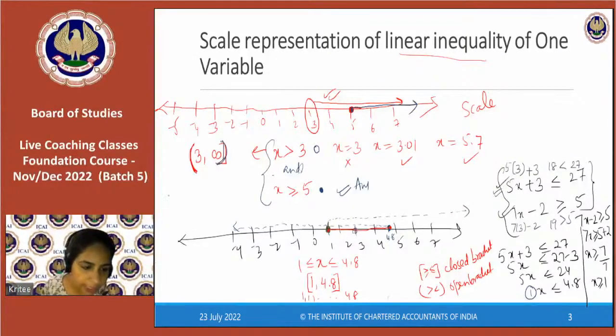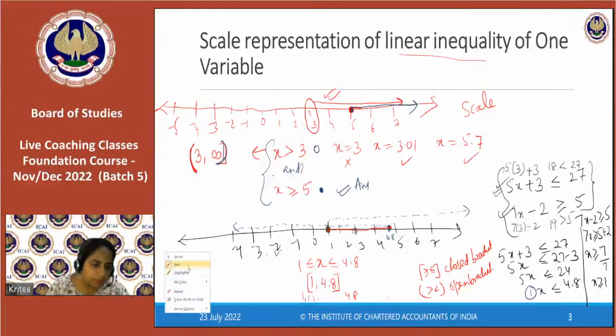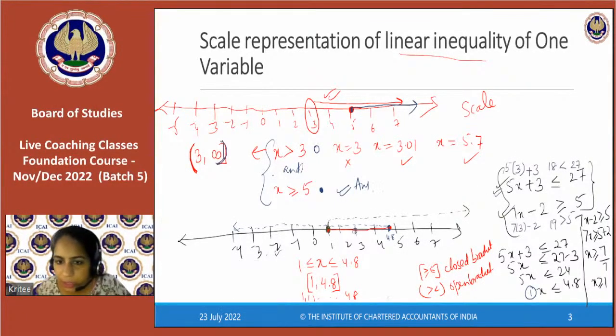Supposedly, I take any other number which is not in the range. Coming back, let us take a number out of the range. Supposedly I've taken 7. I want to check 7. So I say 5 into 7 plus 3, 35 plus 3 is 38. Is 38 less than 27? No, it is not. So 7 is not fulfilling the condition of the first equation.